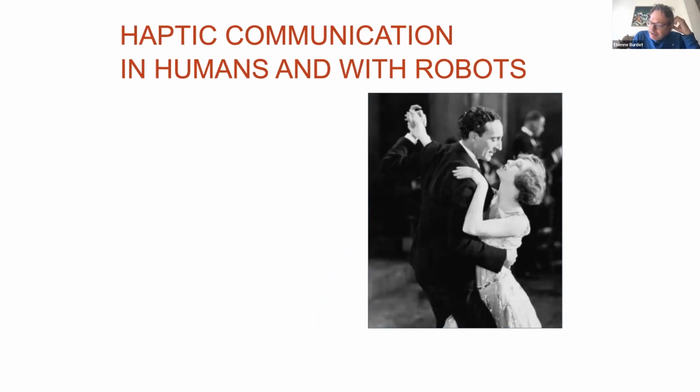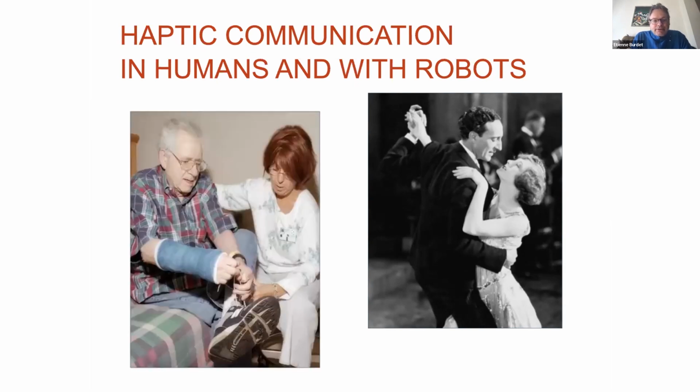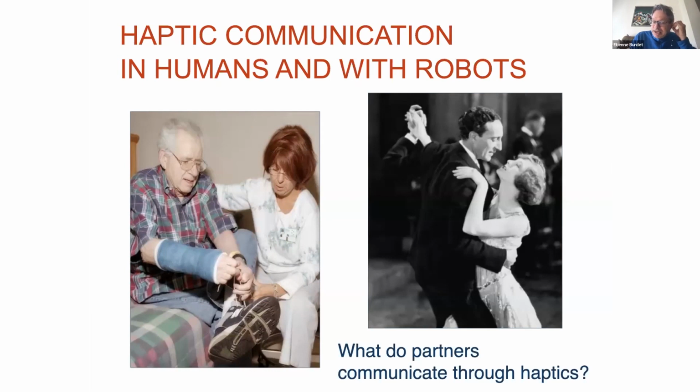When you want to dance, you cannot ask every second in which direction you want to go. You have to understand from the interaction where the movement will go. That may be the same when a physiotherapist is interacting with a patient. It is not clear exactly what the physiotherapist is doing. It is important to understand what they communicate through the haptic interaction, so the touch and the forces exchanged.